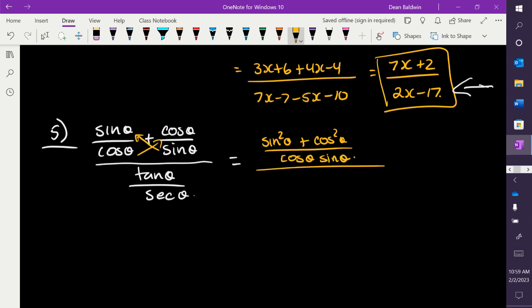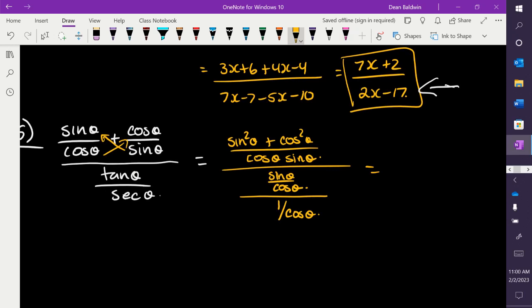Why does that make you happy? Yeah. Sine squared plus cos squared is the Pythagorean identity, and it equals 1. So we'll deal with that in a sec. The bottom, you have to change everything to sine and cosine. Tangent is sine theta over cos theta. Secant is 1 over cos theta. So really you got a lot of stuff going on here. You got 3 fractions stacked on top of one another. Okay? Let's deal with the top.